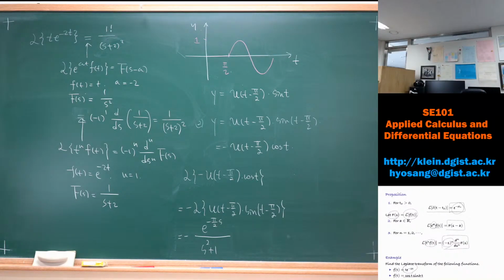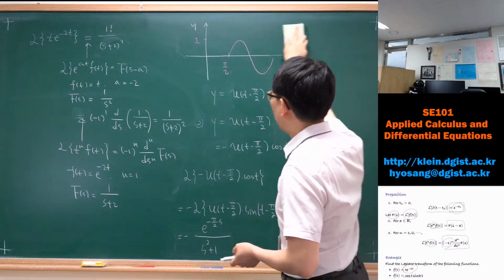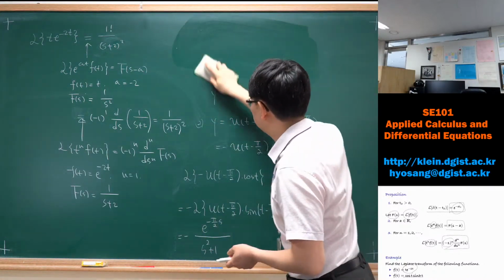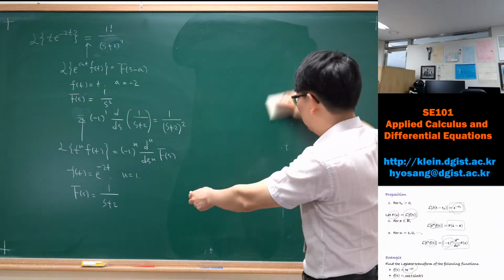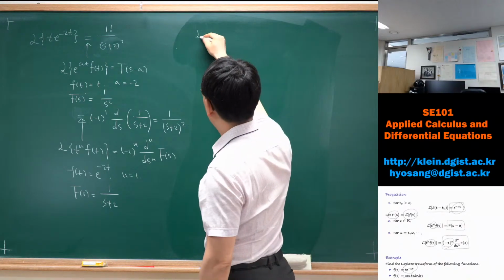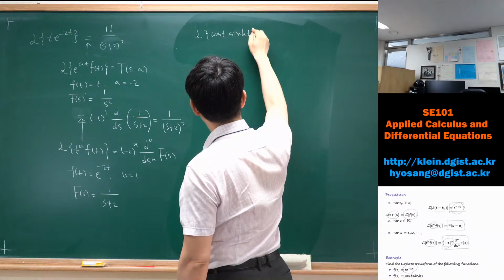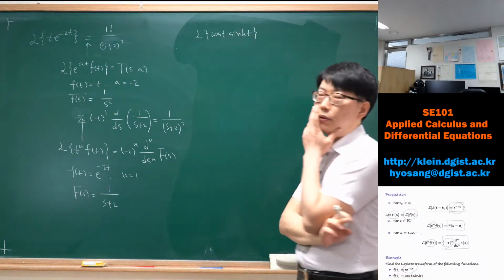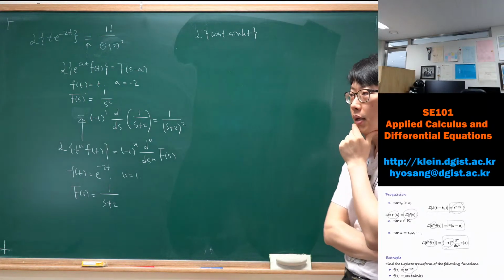How about the second example? We have sine and cosine and hyperbolic sine multiplied. If you have any question here, let me know. Cosine t, sinh t. So how do you take the Laplace transform of this product?